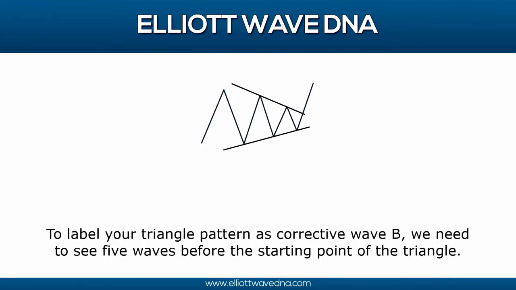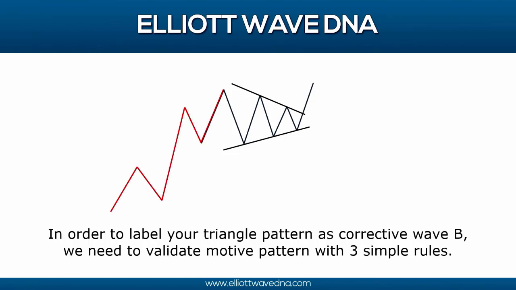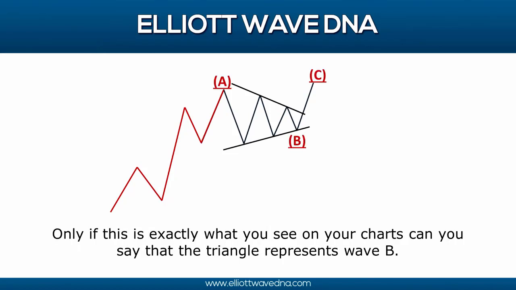To label your triangle pattern as a corrective wave B, we need to see 5 waves before the starting point of the triangle. In order to label your triangle pattern as a corrective wave B, we need to validate the motive pattern before the triangle start with the 3 simple rules. Only if this is exactly what you see on your chart can you say that the triangle represents a wave B.